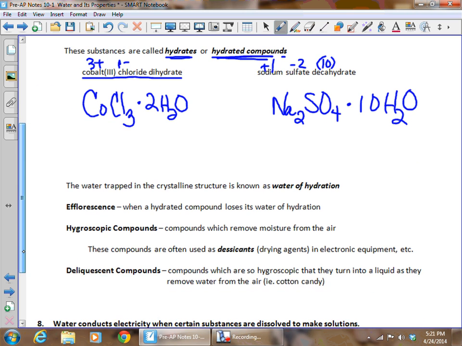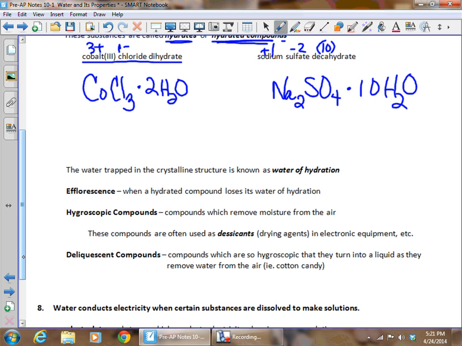Hydrates are pretty cool. The water that's trapped in that crystal structure is called water of hydration. And when a hydrated crystal effloresces, that means that it loses its water of hydration. So efflorescence is losing the water of hydration.